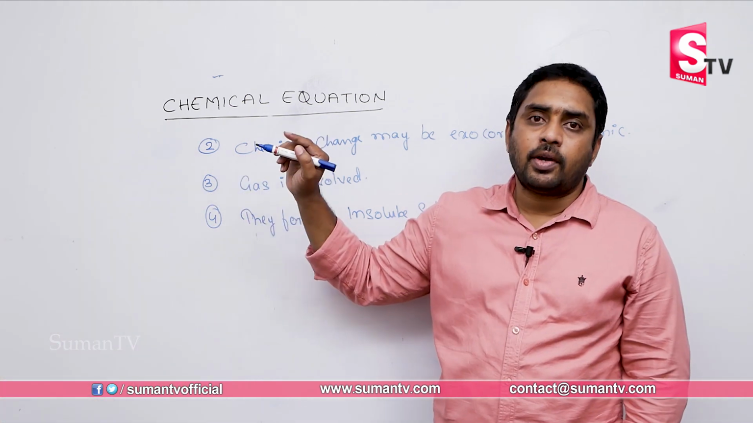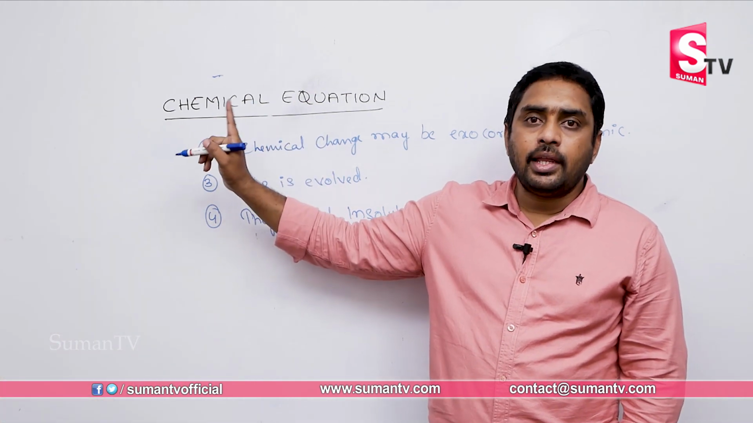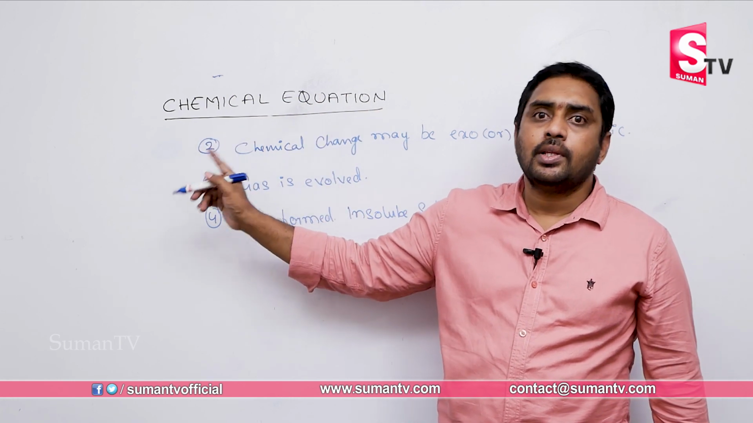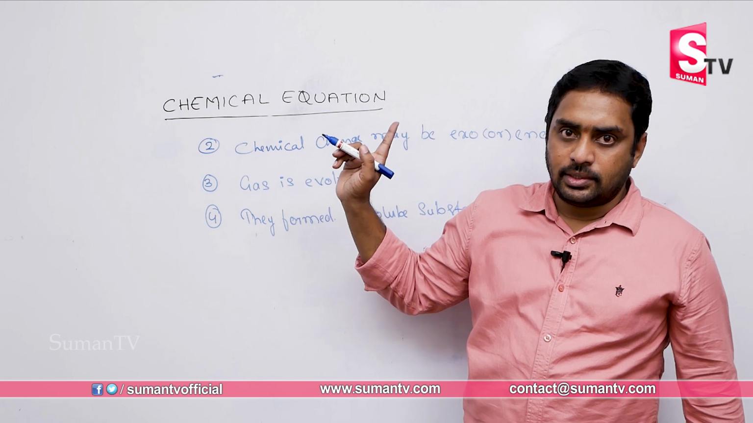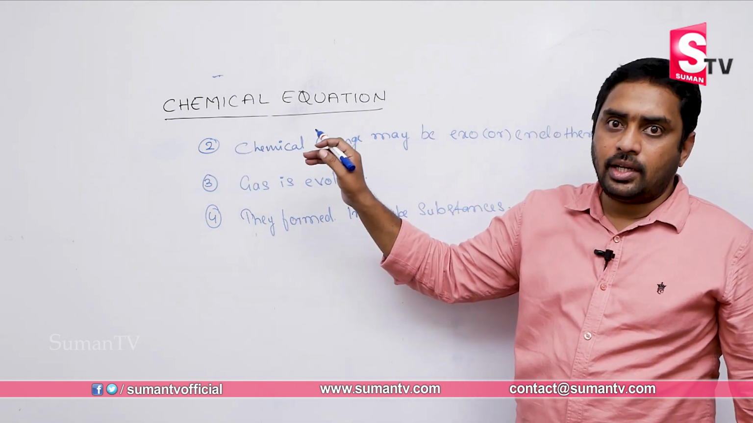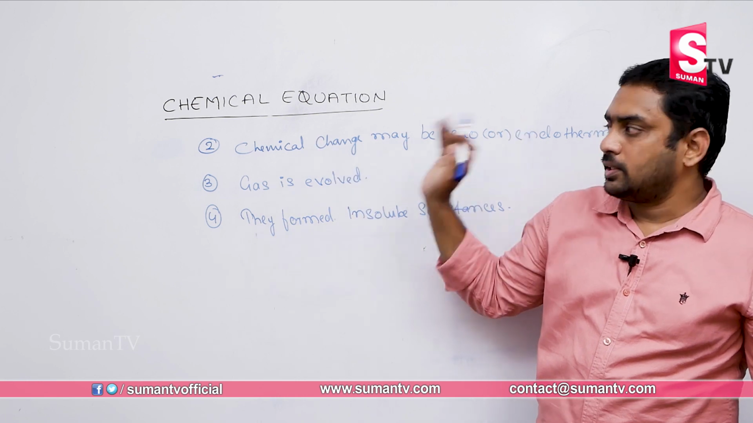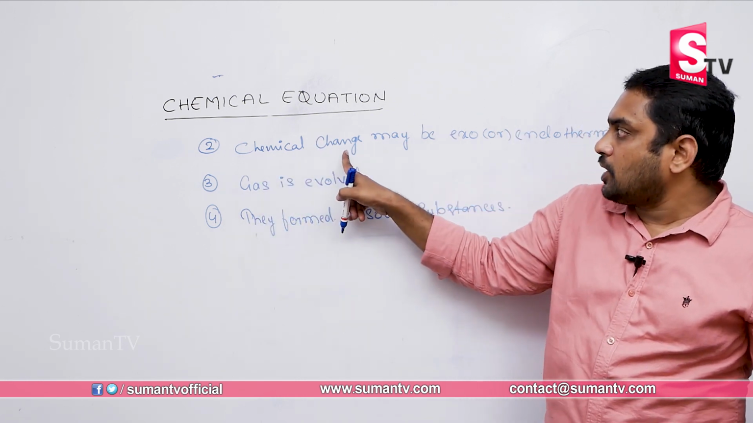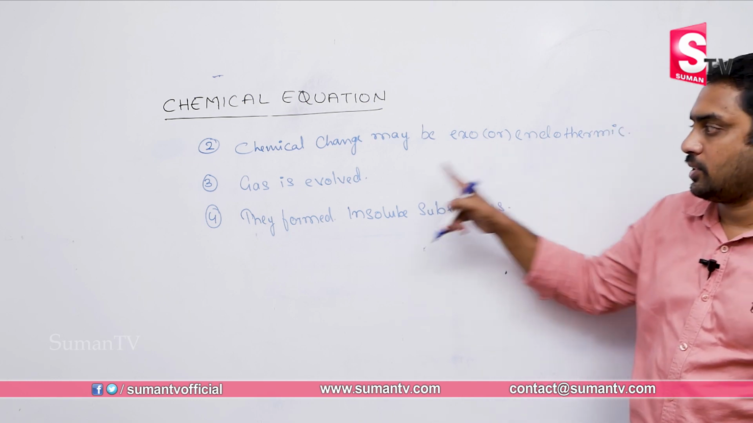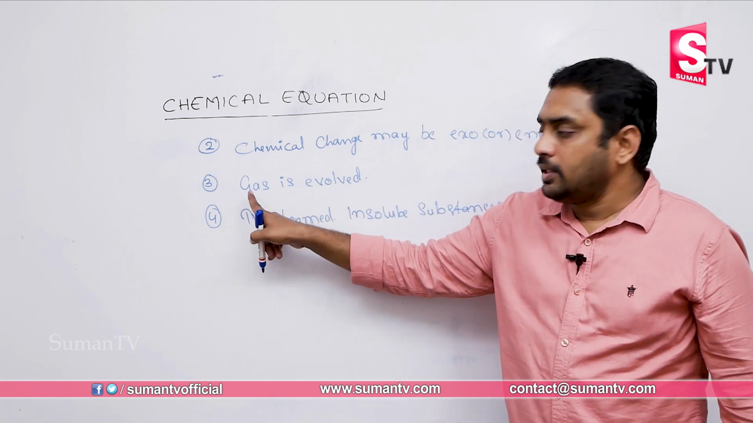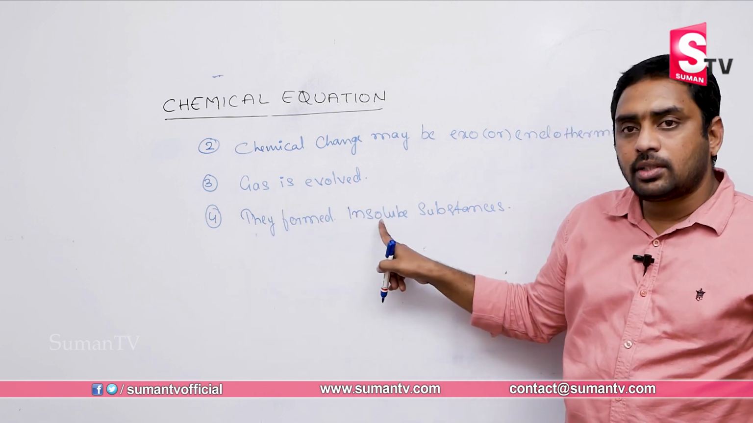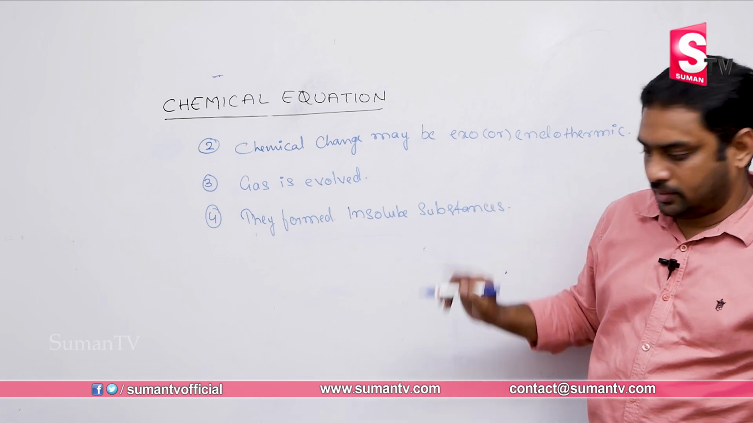What is the first point? During reactant changes to product, reactants lose their characteristic properties, and the product has different physical state and colors. For the second point, chemical change may be an exothermic or endothermic reaction. Third point, gas is evolved. Fourth point, they form insoluble substances.